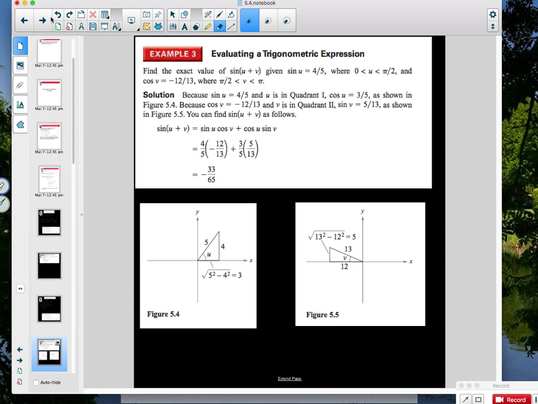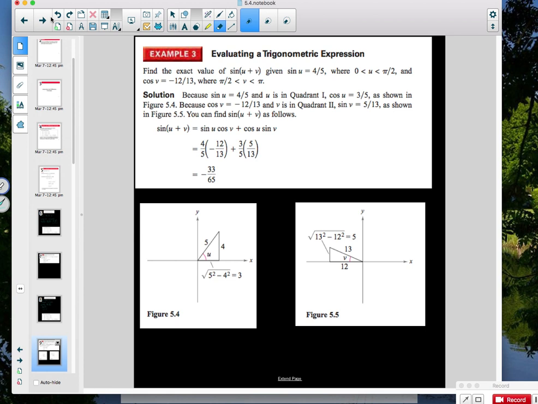Alright, so figure 5.4, we're doing the u. Sine is opposite over hypotenuse. So I have the opposite, which is 4, the hypotenuse, which is 5. So I solve for the adjacent, and it's 3. Similarly, and I'm in quadrant 1, cosine v is negative 12 over 13 in quadrant 2. So I have adjacent over hypotenuse, it's 12 over 13, I'm doing Pythagorean, and I find 5 for the opposite. And notice that the 12 is negative for this situation.